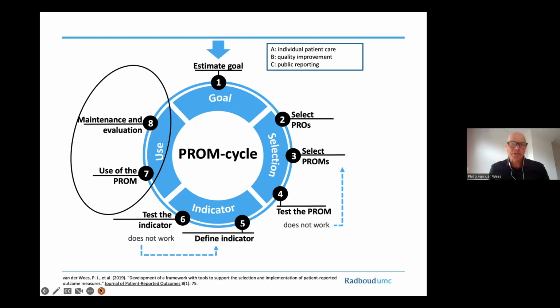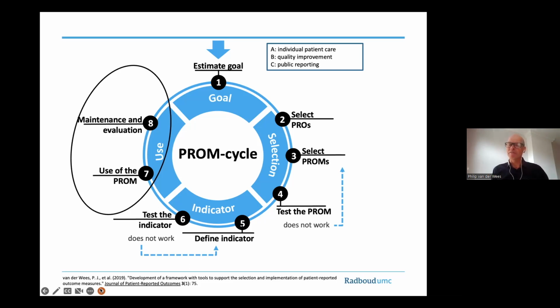So I would like to finalize this presentation by presenting the final steps in the PROM cycle, which includes the actual use of the outcome measures and the quality indicators in clinical practice, and also a process of evaluating the impact of using the indicators and maintaining the currency of the indicators to be used in clinical practice for quality improvement purposes. One of the main components in doing that is that we have the support from the professional bodies in physical therapy in the Netherlands, who have implemented the use of patient-reported outcome measures and quality indicators in their quality program.